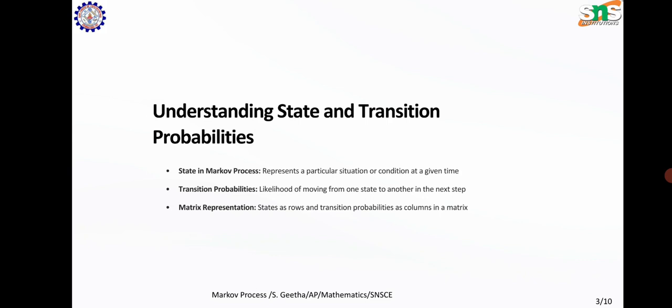Understanding state and transition probability. A state in Markov process represents a particular situation or condition at a given time. Transition probabilities are the likelihood of moving from one state to another in the next step. Matrix representation: states as rows and transition probabilities as columns in a matrix.